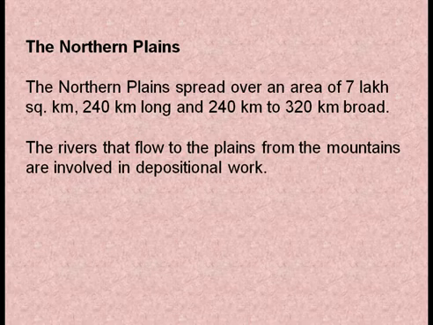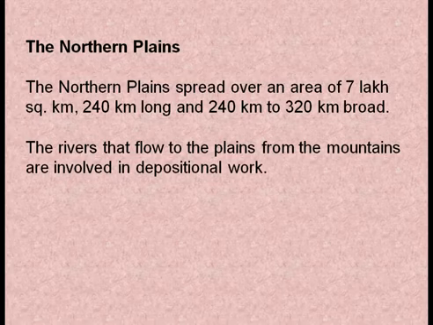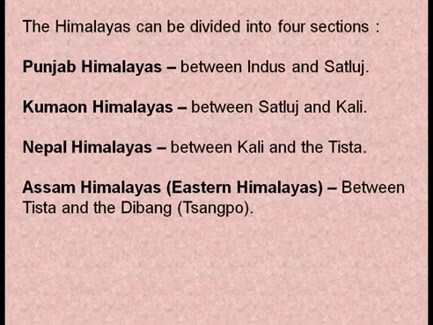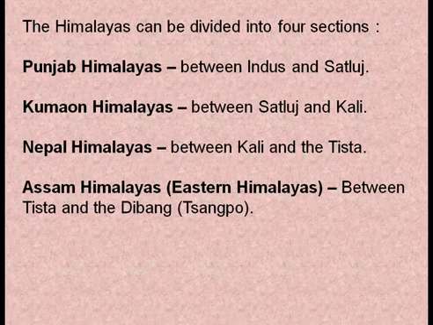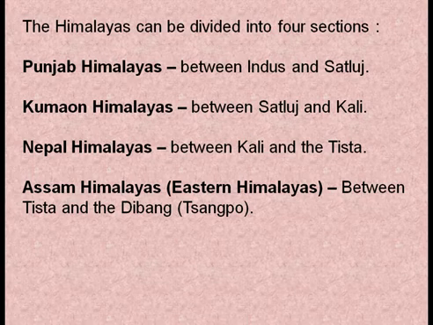Okay. So this physiographic feature, how the questions will appear in the examination, I already stated. Next, the question can be asked: describe the division of Himalaya mountains. If the division is going to be asked, you have to write in these 4 points: Punjab Himalaya, Kumaon Himalaya, Nepal Himalaya and Assam Himalaya.